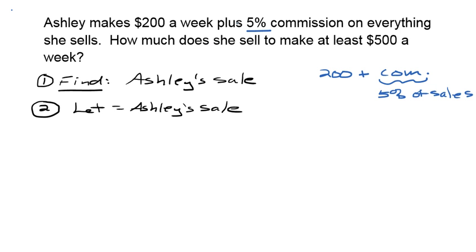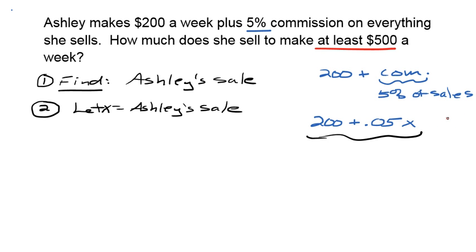Okay, so remember from when we did percents, when you want to find 5% of a number, that translates to 0.05 times your sales, which we already said was x. We're letting x equal her sales. Okay, so this is how much she makes. All this together is how much she makes in a week. Now what we want that to be is at least $500. So this amount has to be $500 or more.